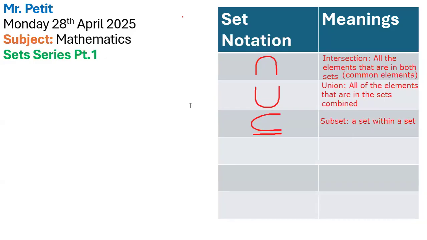All right, Ajani, where's Ajani? Ajani, can you hear me? Yes, sir. Are you writing this down? Yes, sir. Do you understand what we're doing? Yes, sir. What do we call this particular symbol? Intersection. Very good. What do we call this symbol? Union. And what do we call the symbol? Subset. A subset, or set within a set.